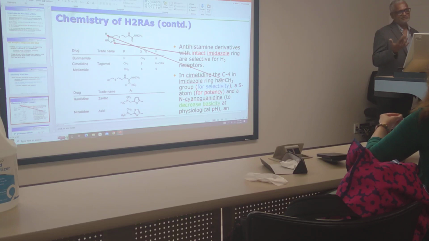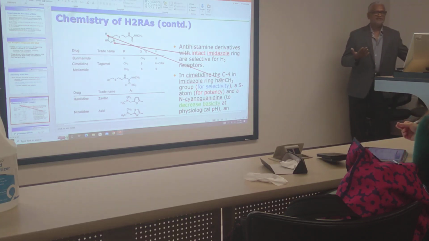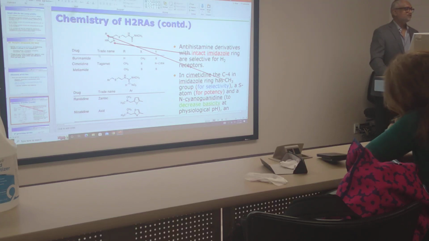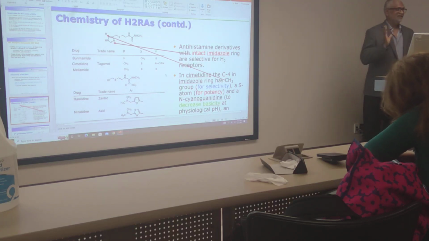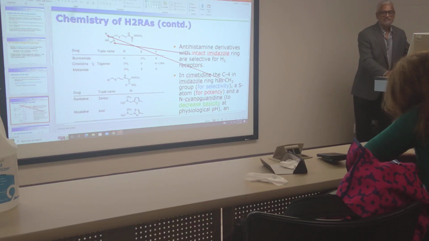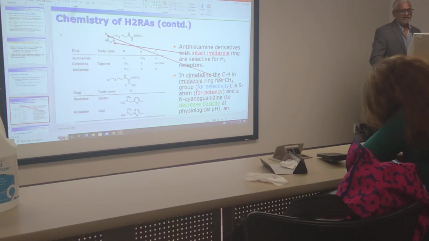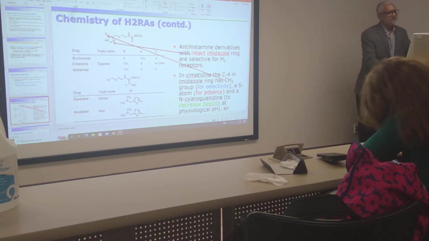There are three histamine receptors, right? H1, H2, H3. H1 is more of a central effect. H2 is in the acid secretion business. Likewise, H3 is also central, doing something else. Now, for an H2 receptor specific effect, the histamine's imidazole ring is so important.